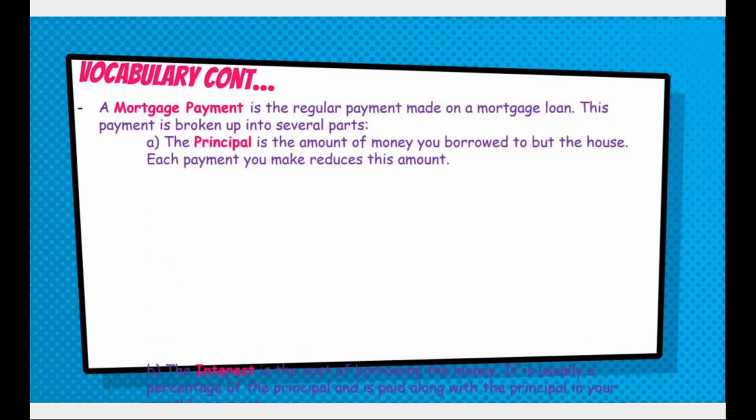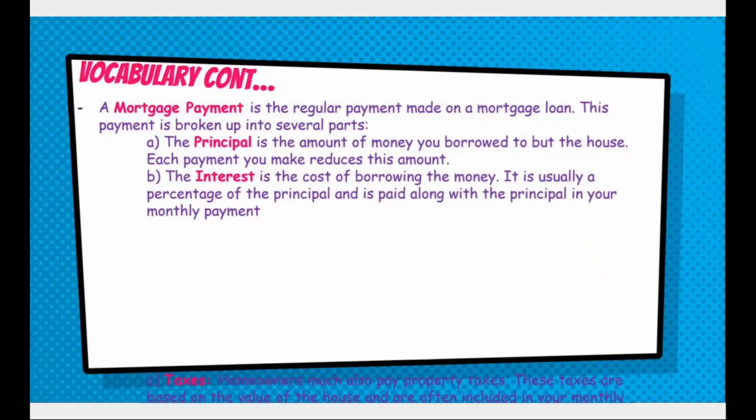Your mortgage payment is important, and it can sometimes be confusing because it's broken up into several parts. The first part is the principal, which is the amount of money that you borrow to buy the house. Each payment you make reduces this amount, but a lot of times in the beginning, most of the money you pay towards your mortgage will end up going towards interest.